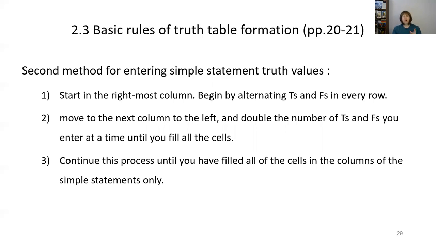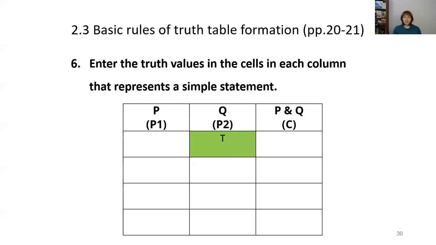So let's take a look at how we do that. Now, remember, we're filling in only the truth values of the simple statements. So in step 1, where it says start in the rightmost column, that's the rightmost column representing a simple statement. So if we look at our table again, we've got our 3 columns. The rightmost column that represents a simple statement is Q. So we start just by alternating. We go true, false, just like we said. And that was the last thing we did in the previous method. So this is really just that first method in reverse. We've started in the rightmost column that represents a simple statement. We've just alternated true, false, true, false.